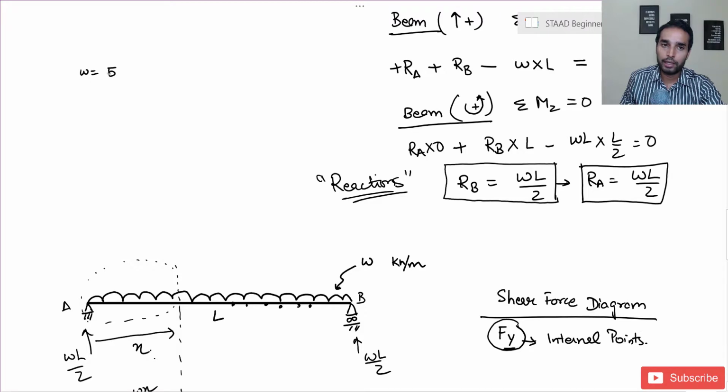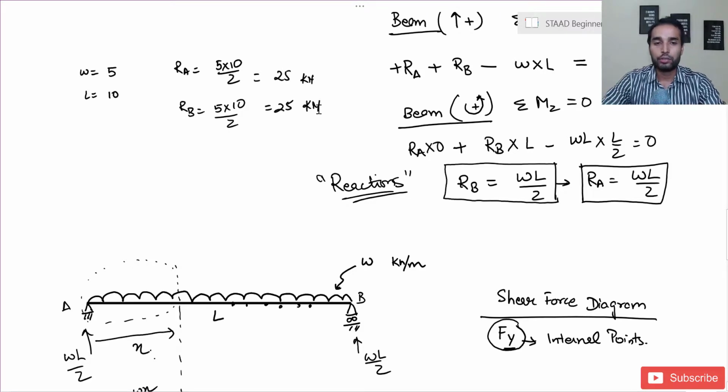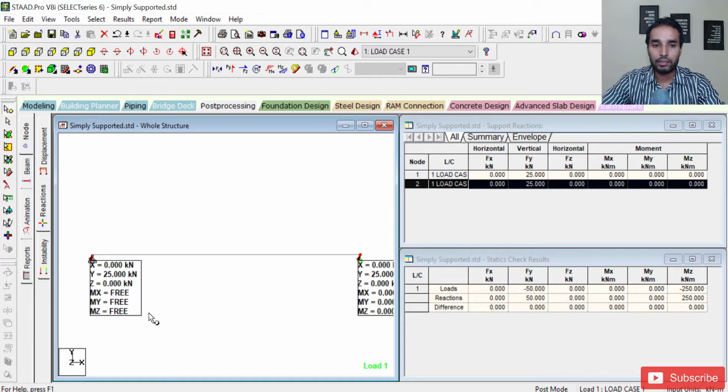Now in our case, I have taken W as 5. I'm assuming it to be in the downward direction, so it becomes positive, and I've taken L as 10. So RA is 5 into 10 by 2. And RB is again 5 into 10 by 2. This comes out to be 25 and this comes out to be 25, both in kilonewtons. So if we go back to my STAAD, you can see the values are 25 kilonewton each. So my reactions are correlated.